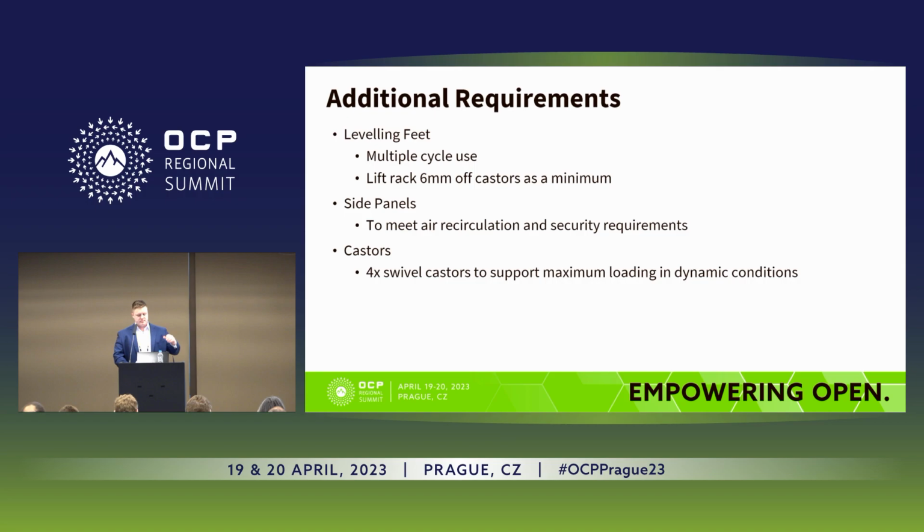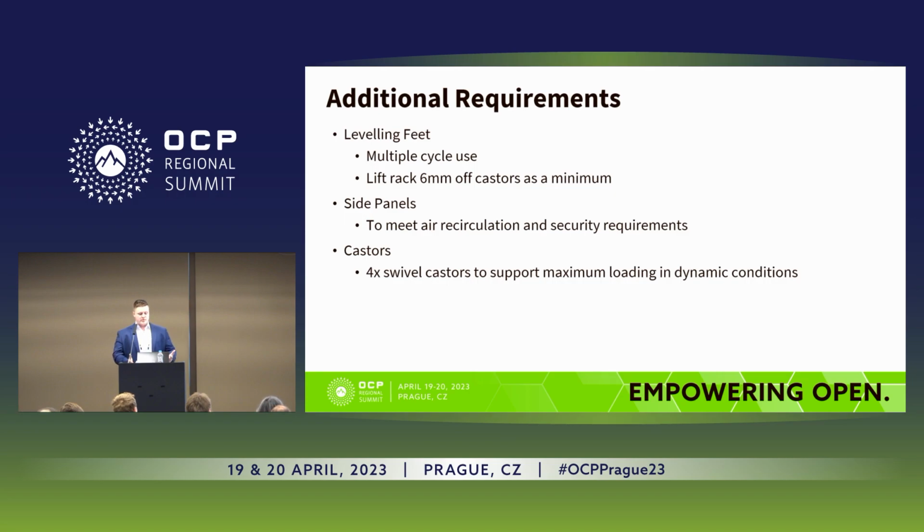Further, additional supplementary bits in the spec: leveling feet. So the idea is the rack should be able to be redeployed. If any equipment has become redundant, or if the rack itself needs to be moved, it can be reset to its casters, moved, and then redeployed. And the Google requirement is only to lift it 6 millimeters off the ground. I think the OCP specification is up to 15 millimeters.